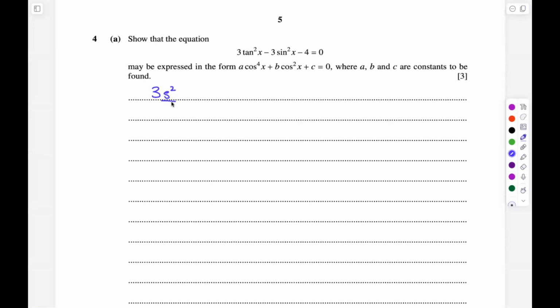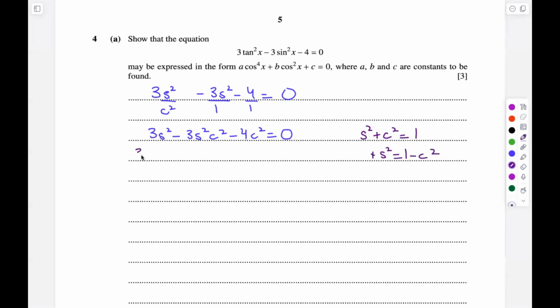So we can write 3 sine squared upon cos squared minus 3 sine squared minus 4 equals 0. Now, taking the LCM, the denominator is 1 in both the cases. So this will become 3 sine squared minus 3 sine squared cos squared minus 4 cos squared equals 0. As we have to bring our equation in the form of cos to the power 4 and cos squared, we can use the identity sine squared plus cos squared equals 1. So in place of sine squared, we can write 1 minus cos squared.